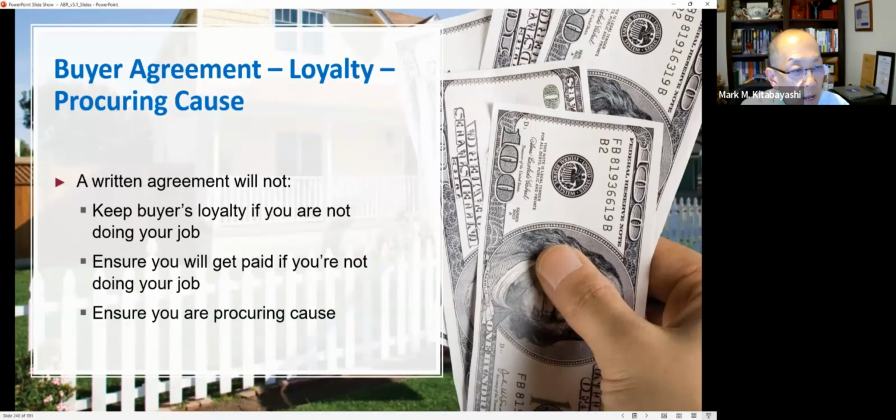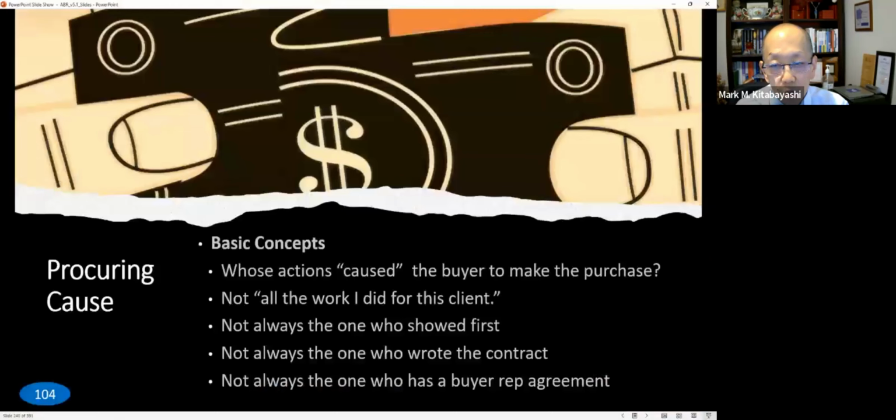Procuring cause means that if you are the one who caused this buyer to decide to buy a certain house, you might have a claim on the commission in the United States. So you might be working with them and showing houses, and they like these houses. You're working with them, getting all the information, but all of a sudden this buyer goes to somebody else to write an offer. If you have an agreement, you might have a claim to receive all or some of the commission, and it's called procuring cause.